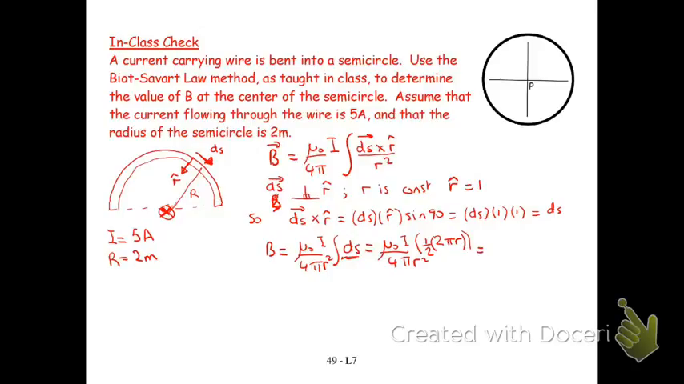So that's going to be mu naught I over 4r. Mu naught I, the pi's cancel, over 4r. So B is going to equal mu naught, the current is 5, over 4 times 2, which would equal 5 over 8 mu naught Tesla. And I don't mind on a test if you leave it like that.